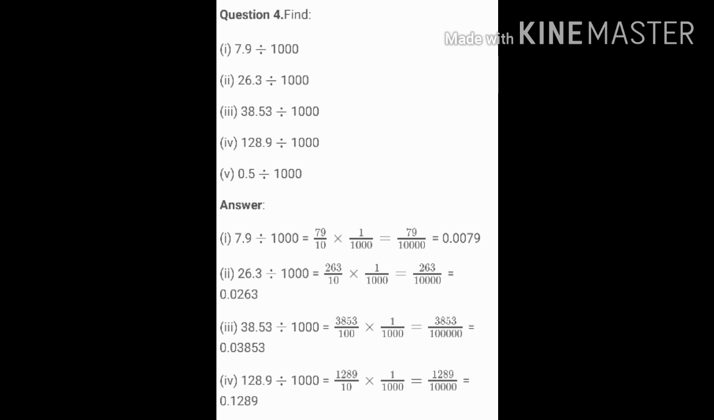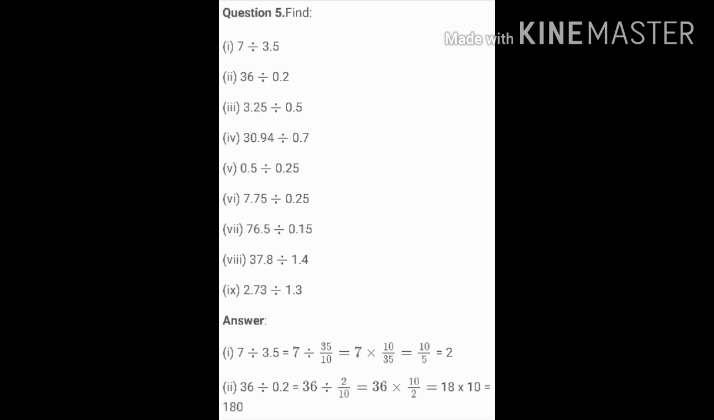Children, you can see that the difference of the divisors being given in question number 2, 3 and 4 is that in second question it's 10, in third question all the parts we have to divide by 100, and in the fourth question all the parts we have to divide by 1000. So keep in mind the shift of the decimal towards left.